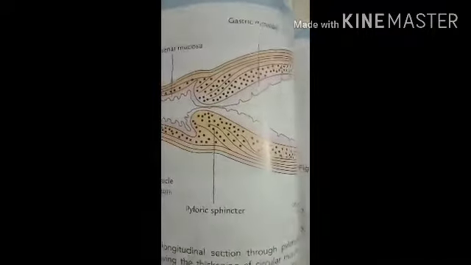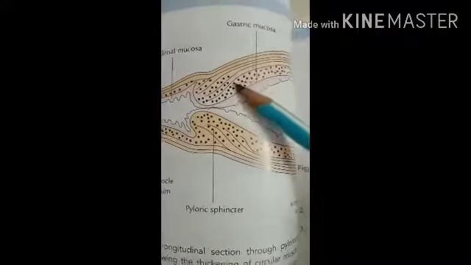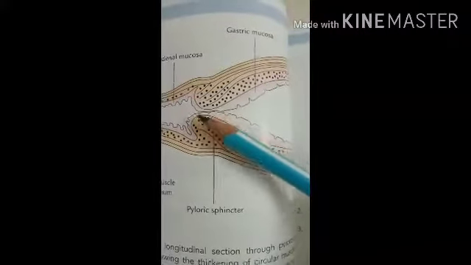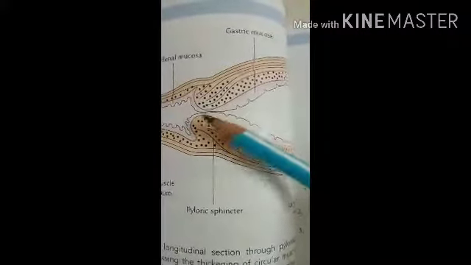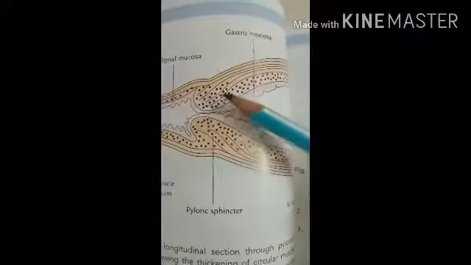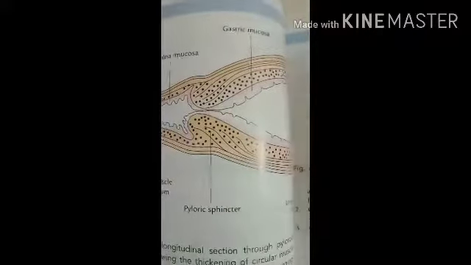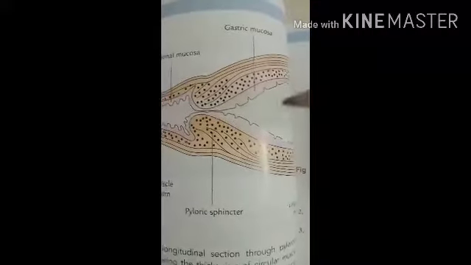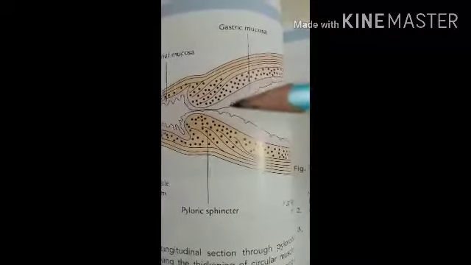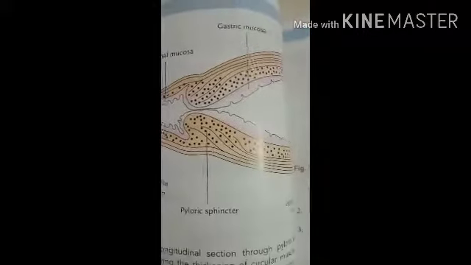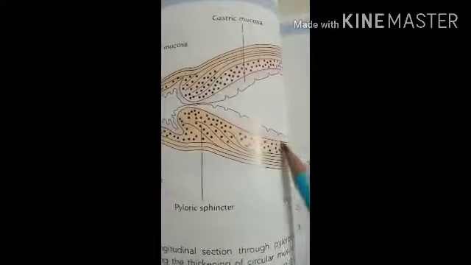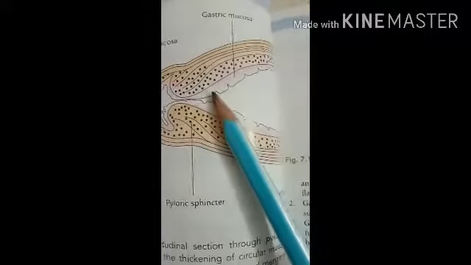Out of these, the circular coat forms the thickness in the pyloric region, and it forms the sphincter in the pyloric region. After that, the submucous layer. The submucous layer consists of loose areolar tissue, and the innermost layer is the mucous layer. So here you can see the mucosa.